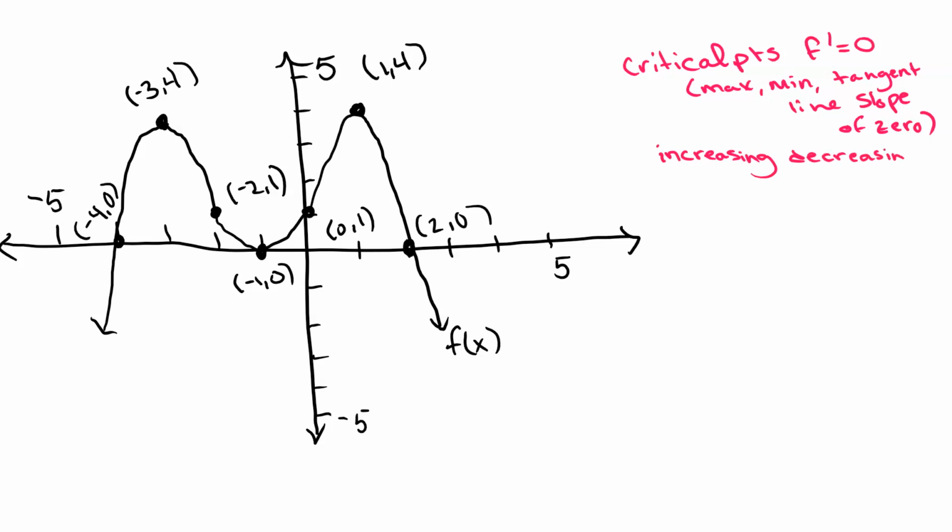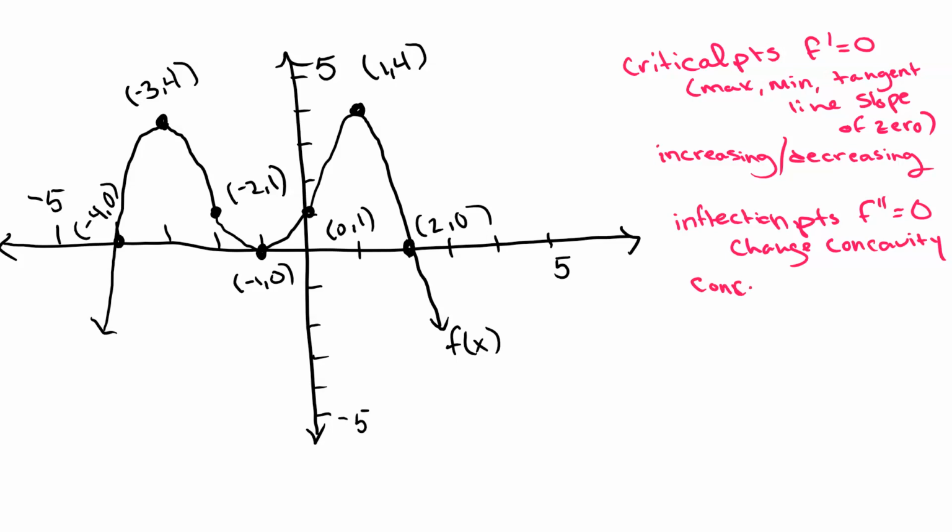And then we're going to concern ourselves with our inflection points, which are the points where we change concavity. All right, at those points, our second derivative is equal to 0. And this is where we change concavity. Once we do that, we're going to indicate concave up versus concave down, what intervals those are.